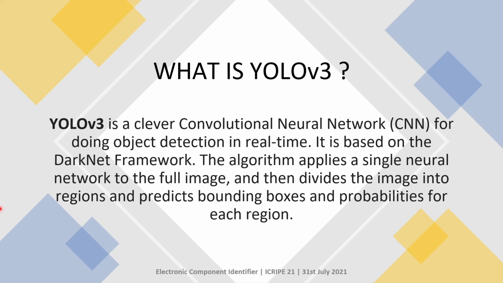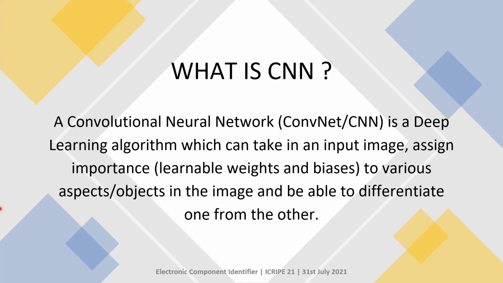Now let's see what a CNN is. As I mentioned, YOLO v3 is a CNN, or convolutional neural network. So what is a CNN? A CNN, or ConvNet, is a deep learning algorithm which is also known as a space invariant algorithm because of some of its features. It can take in an input image, assign probability values on various different parts of the image, and then be able to differentiate between one another.